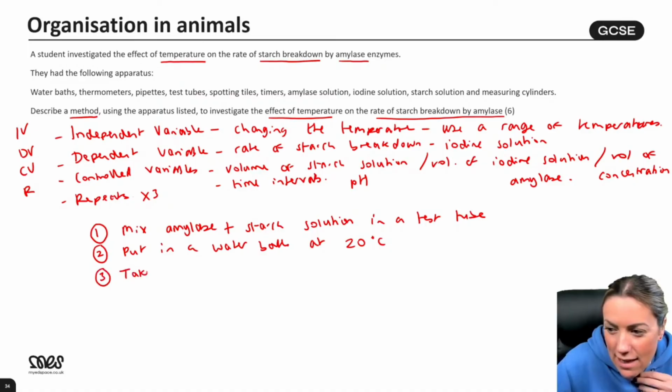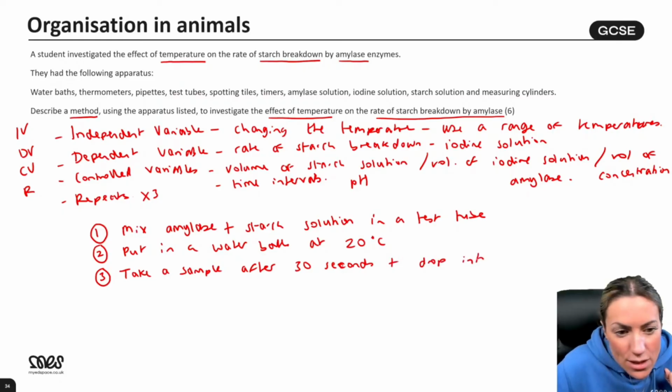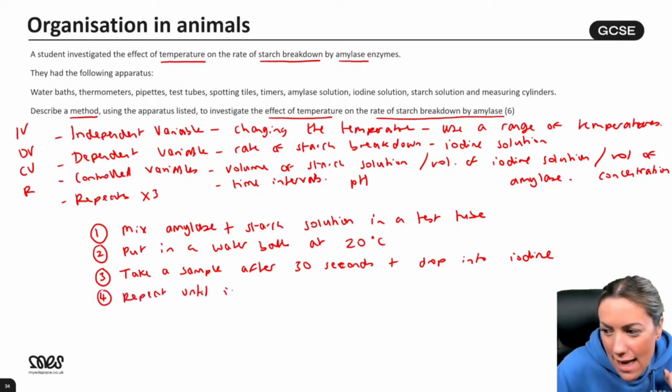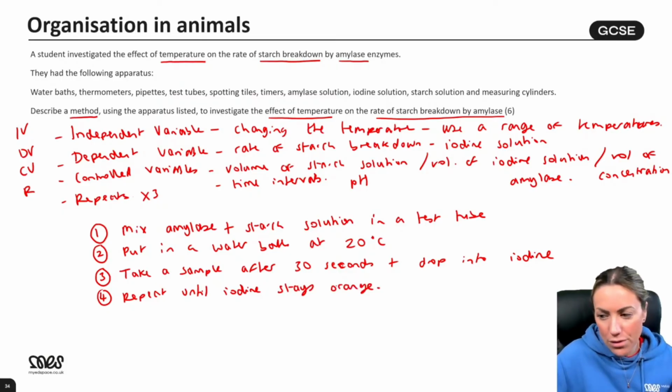And then you're going to take a sample after, what do you want to do? It doesn't matter what you suggest. You could say, take a sample after 30 seconds and drop into iodine. And then repeat until iodine stays orange. Right, just check you're understanding this. Why am I going to keep taking samples until my iodine stays orange?